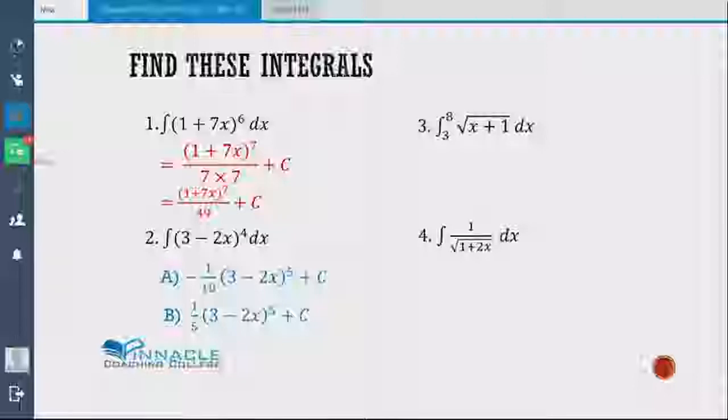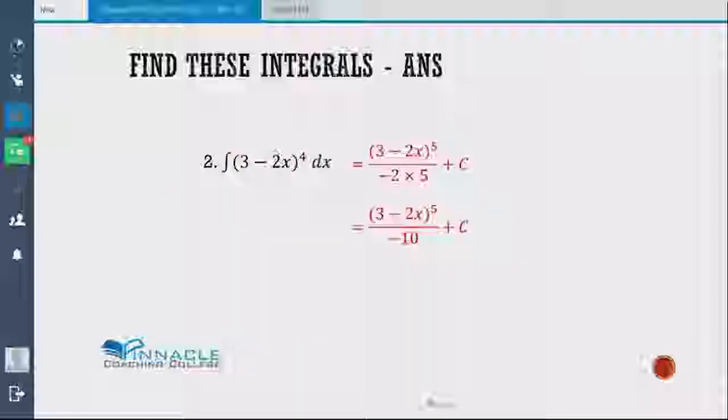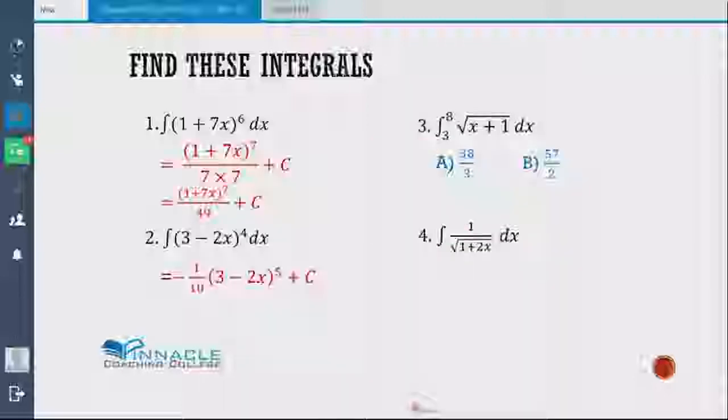All right, so excellent to see overwhelming good response rate. Almost everyone picked the first option, which is good because that is the correct answer. So the working is very simple. So I add 1 to the power, so it becomes 5 divided by 5 times the -2 that's in front of the x. So that will be the most common mistake. All right, so next one. It's got two options again for you. See which one you can get.